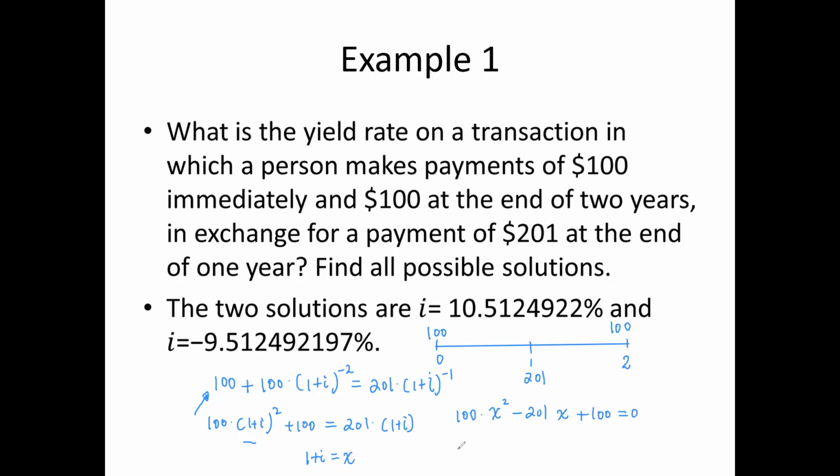So it's a quadratic equation. x1,2 possibly has two solutions. Negative b, which is 201, plus or minus the square root of b squared, so 201 squared, minus 4ac, 4 times 100 squared, then divide by 2a, 200. Okay, so you calculate it. I think the inside of the square root is actually 401, I think. So anyway, you work it out.